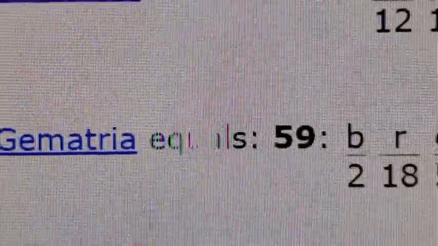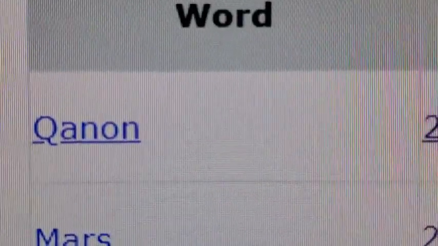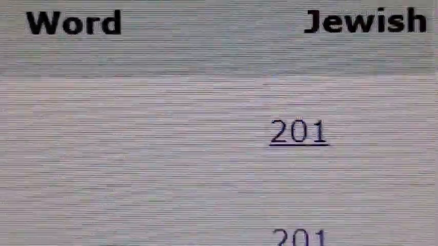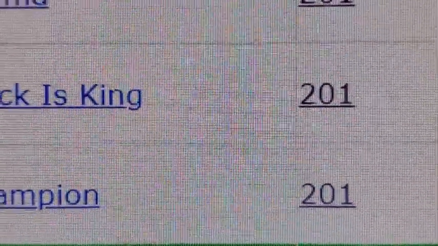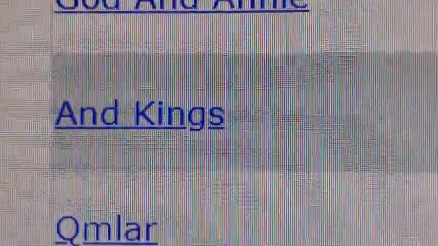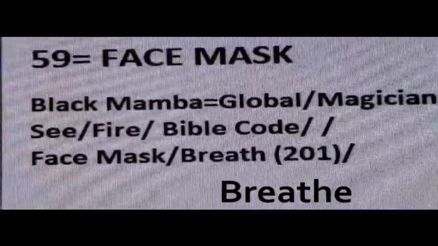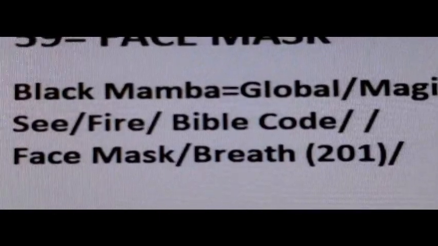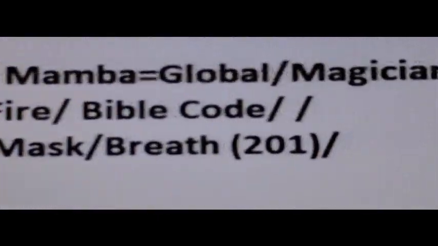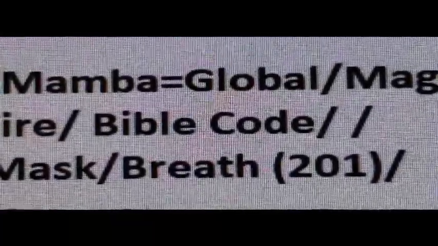And breathe is 59. And in the Jewish gematria, it's 201. And QAnon is 201 also, just like in the event 201. And Black is King is 201. And Flatline is 201. But face mask also equals 59, as does Black Mamba, Global, Magician, so it's C as in Holy See, Fire, Bible Code, Face Mask, Breathe, like I Can't Breathe, and the event 201. And the Bible code is very significant in all this as well.